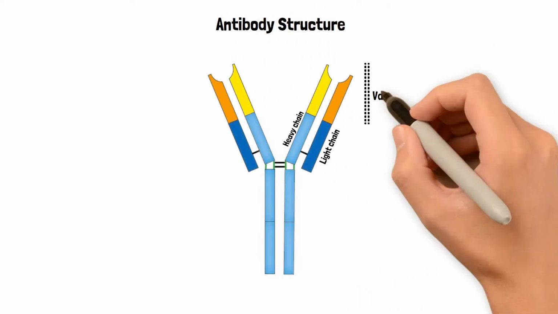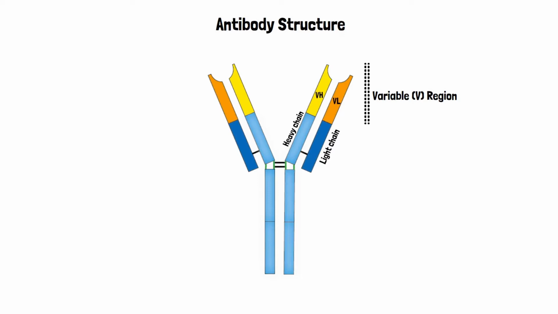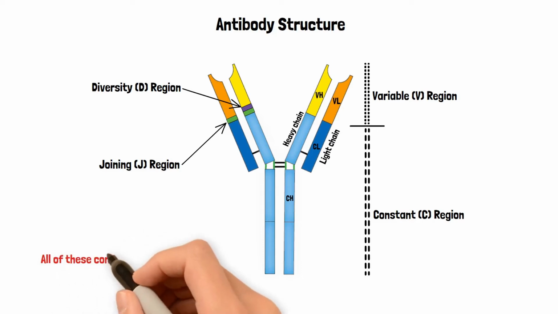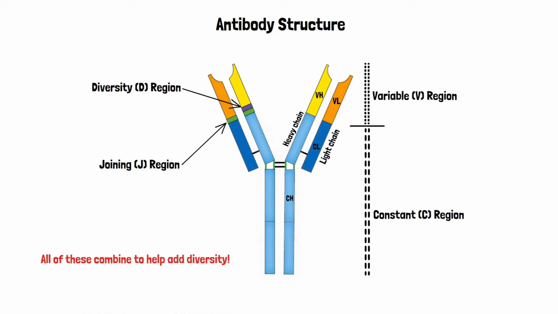Each heavy chain and each light chain have a variable region at the outer end of the protein. The variable regions allow the immunoglobulin to attach to the antigen. This variable region is called the V region. The constant region is called the C region. These are linked together by a joining region, or the J region. The heavy chain also has a diversity region, or D region. All of these regions add to the diversity of the antibody.